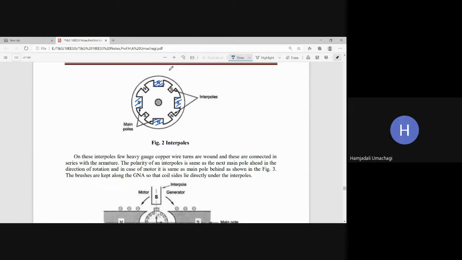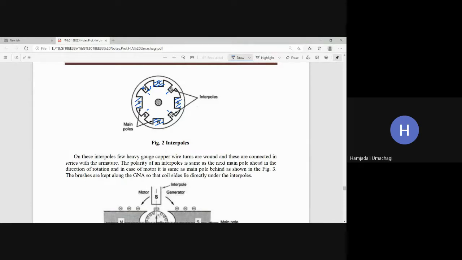Yes, sir. The hatched portions I have shown with the blue lines are the north pole and south pole, and these are the main poles. In between the north and south poles, which are the main poles, we are going to place extra poles, which we call interpoles. Can you see this circular portion, this one, this one, and this one? These vertical poles are nothing but interpoles. Is it clear?